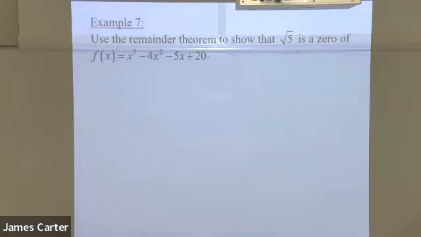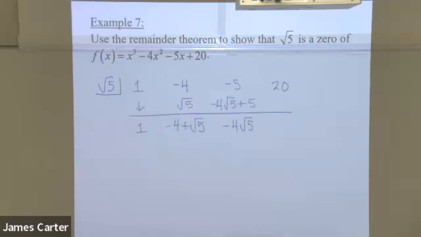Okay, we're gonna go to this one. Use that to show that radical 5 is a zero of this. Now, if there's a radical 5, there better also be a negative radical 5. Just know that, if it is. If it's not, then it's not. So we're going to put radical 5 in the box, write down the coefficients, and do it. I probably ought to explain to you about this stuff.